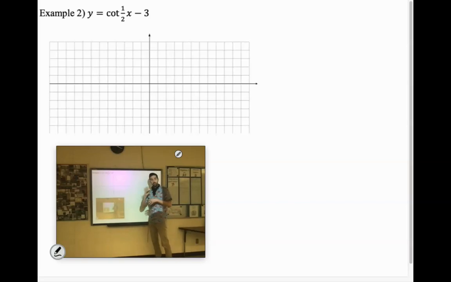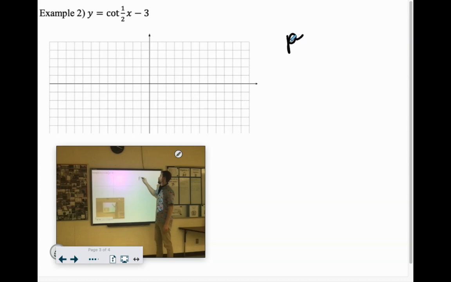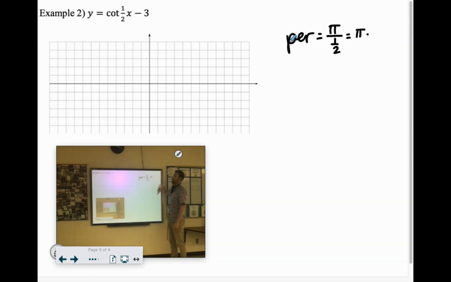Now we've got some transformations. So I see between the cotangent and x, we have 1/2, so that's going to change our period a little bit. Remember, period is pi divided by b, and b is 1/2. If you are dividing by 1/2, you're really multiplying by the reciprocal. The reciprocal of 1/2 would be 2. So our period is going to be 2 pi.